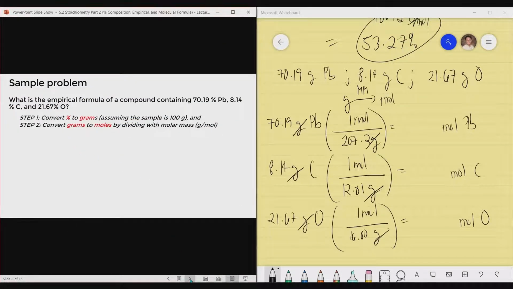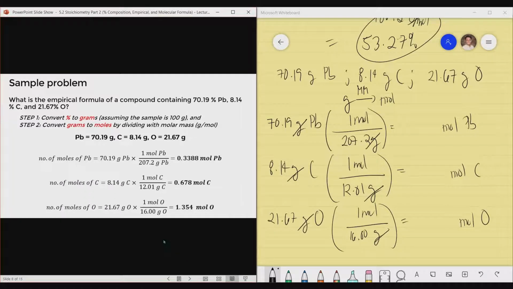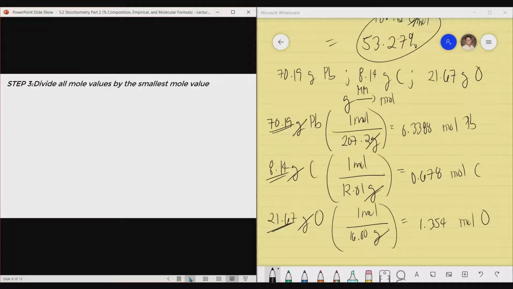And then input them in the calculator. Okay, so I have the same solution with this one. So I'll be getting these particular answers. For lead, I only have 4 significant figures from the given. So I write 0.3388. And then for carbon, the given is 8.14, 3 sig figs, 0.678. And then oxygen has 4 significant figures, I'll be writing 1.354 moles. Okay? Next step.